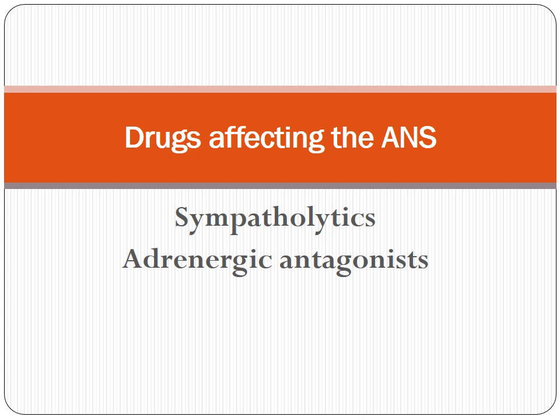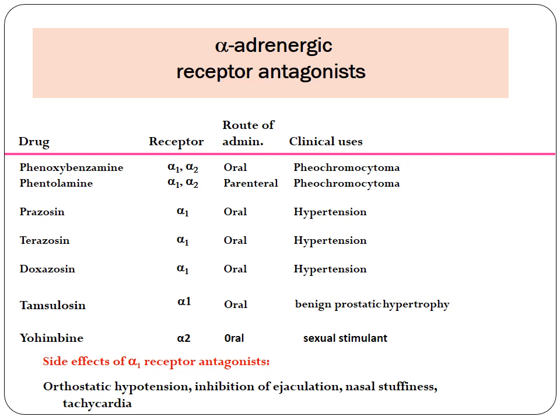The second group of drugs affecting the autonomic nervous system is called sympatholytics or adrenergic antagonists. These groups act by blockage of the adrenergic receptors. They are also called sympathetic blockers. They are also classified according to their affinity to the receptors. So we have alpha blockers and beta blockers. First, we will start with the alpha blockers.